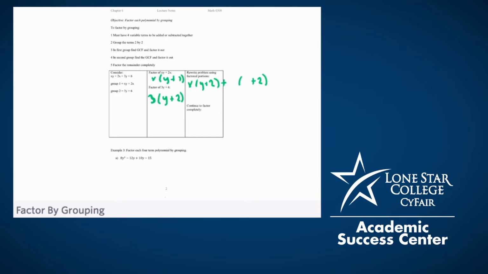Now looking at the 2 groups, our last step is to continue to factor completely, and this is the tricky part. You have to notice that of the 2 groups, this term and this term are alike. So we can factor out this like term of y plus 2 and write what's remaining, which is our x plus 3.